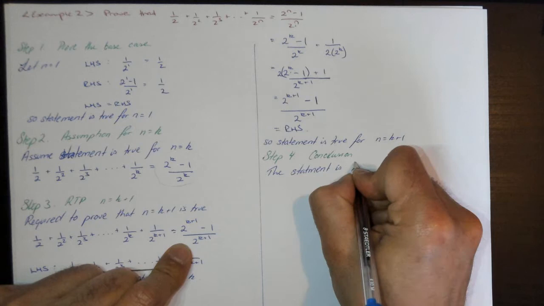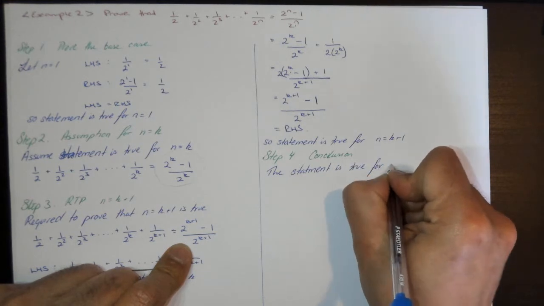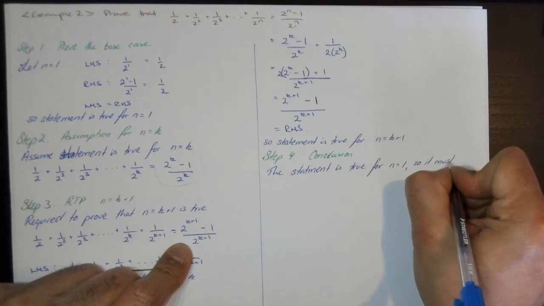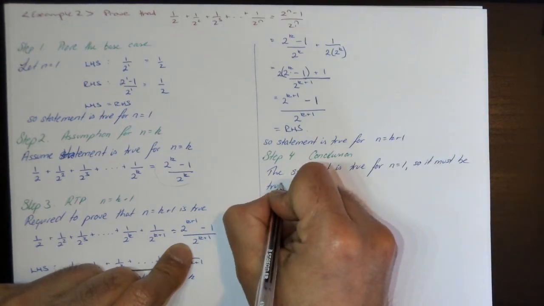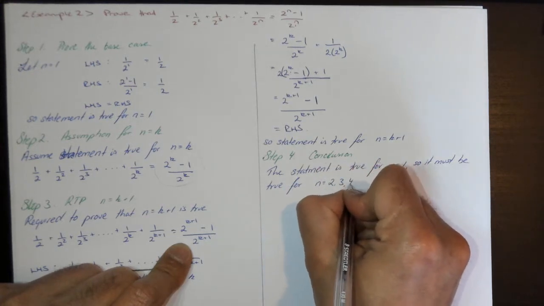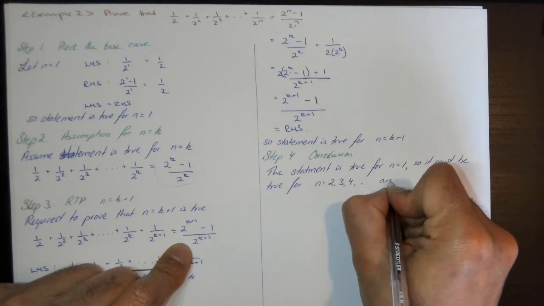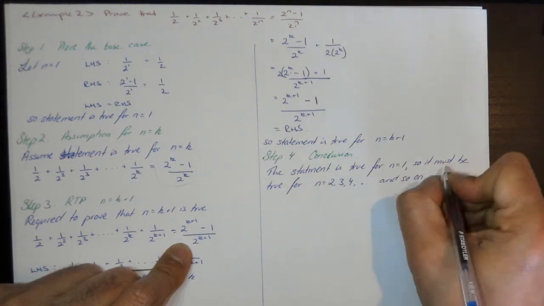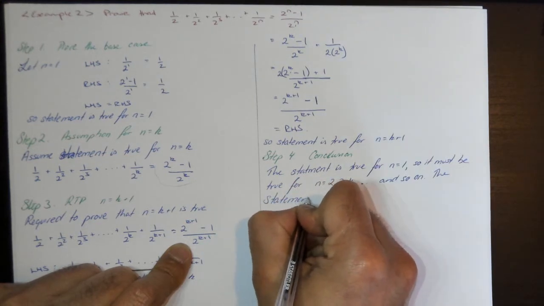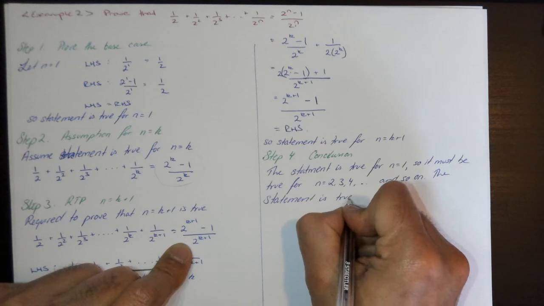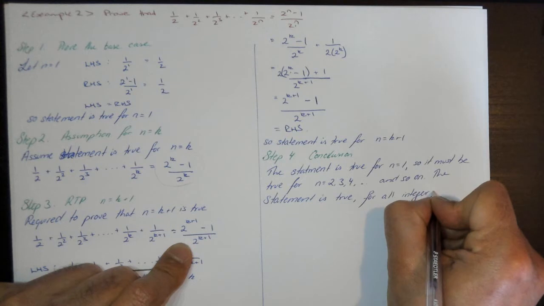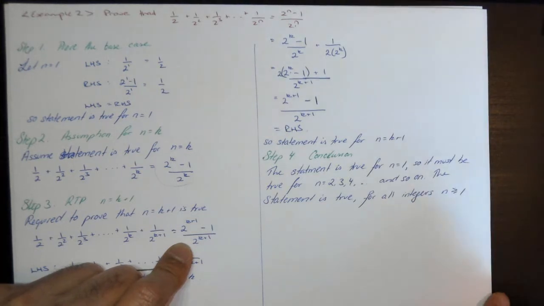The statement is true for n equals 1, so it must be true for n equals 2, 3, 4, and so on. So the statement is true for all integers when n is greater than or equal to 1.